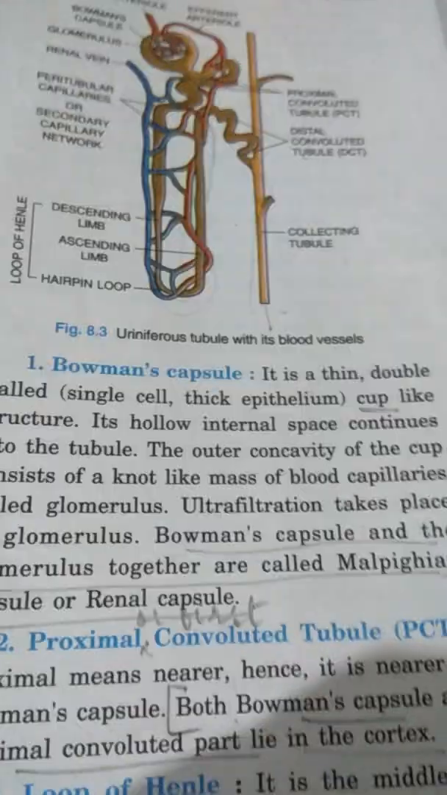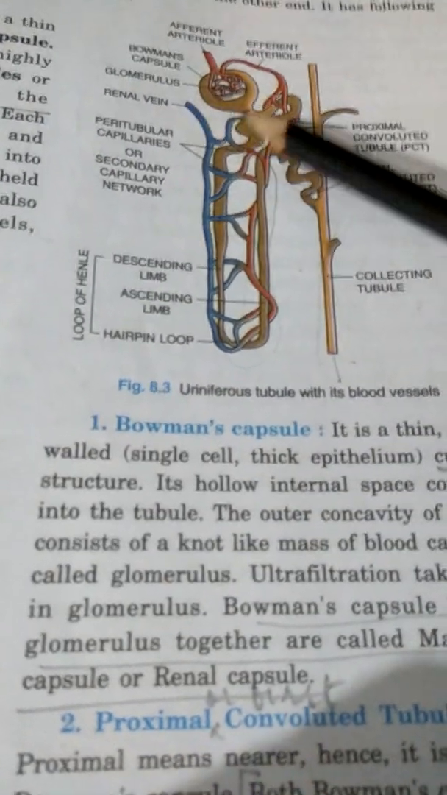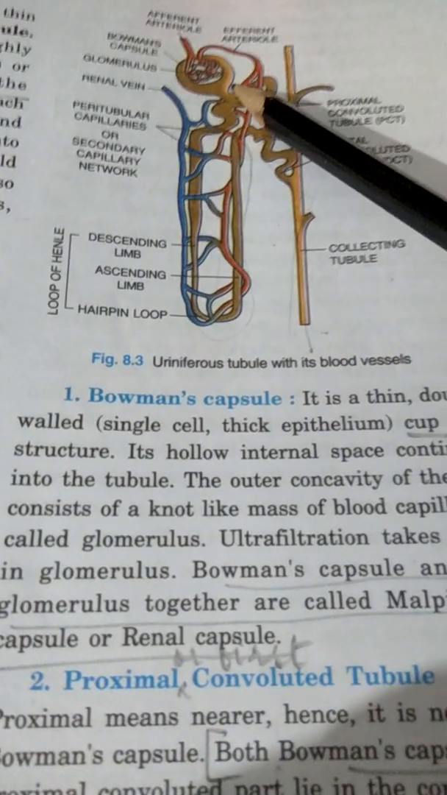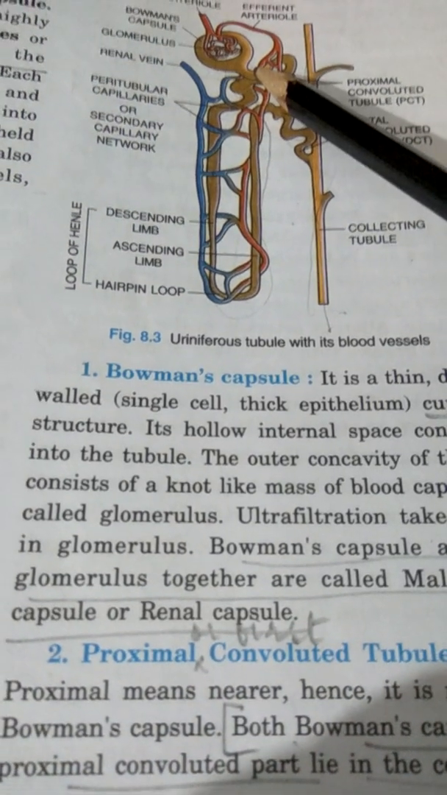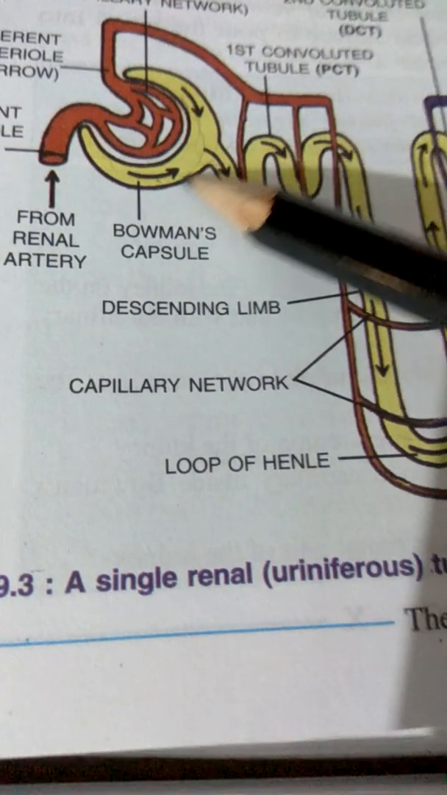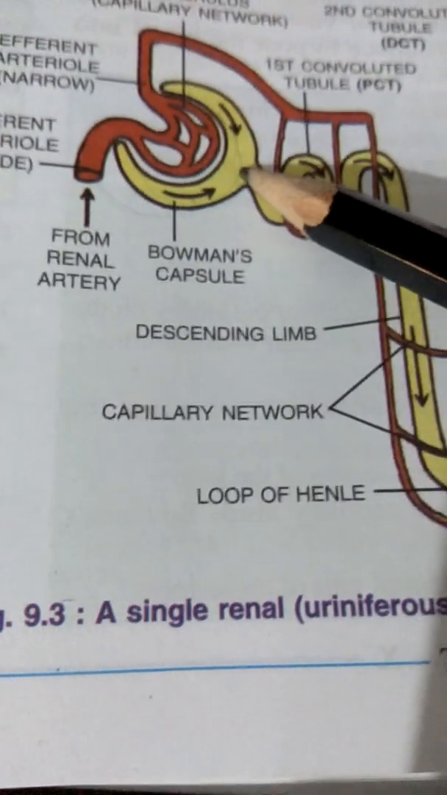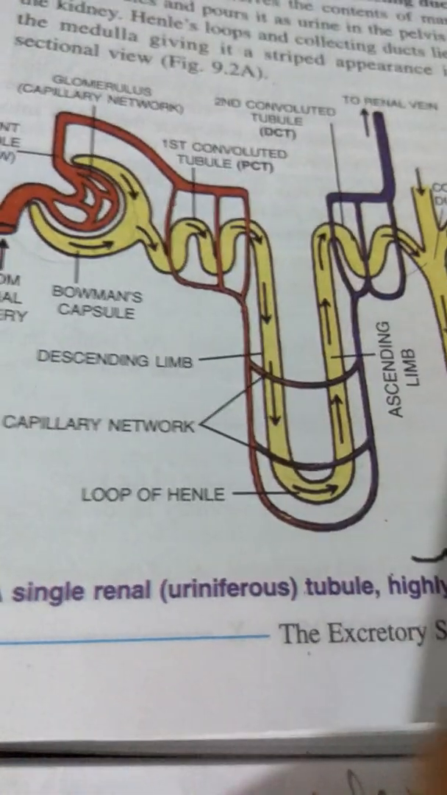The first part we'll study is Bowman's capsule. Now see this cup-like structure. It is a thin, double-walled, cup-like structure, and its wall is made up of only single epithelial cells. Can you see here this yellow colored part? This part is called Bowman's capsule, the first part of the kidney tubule or uriniferous tubule.